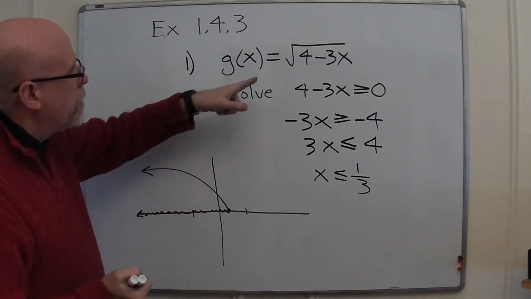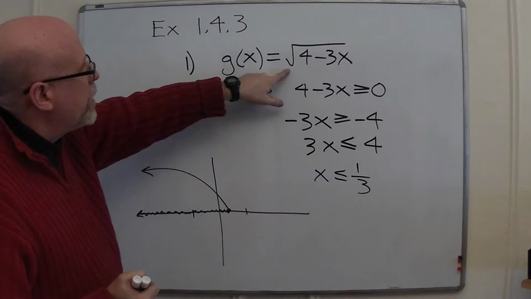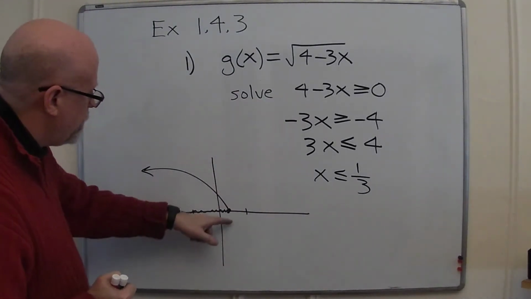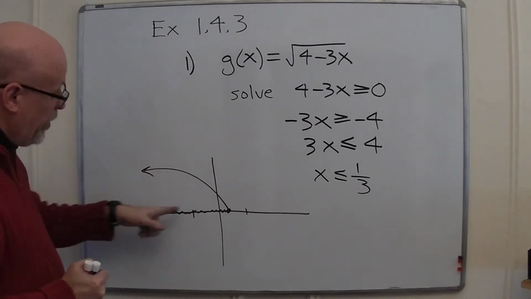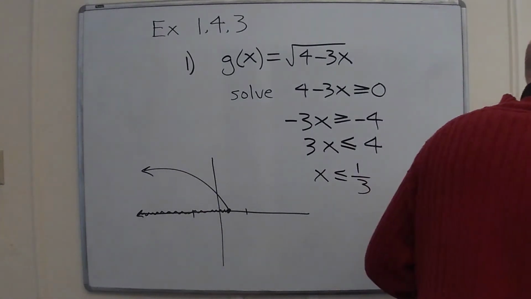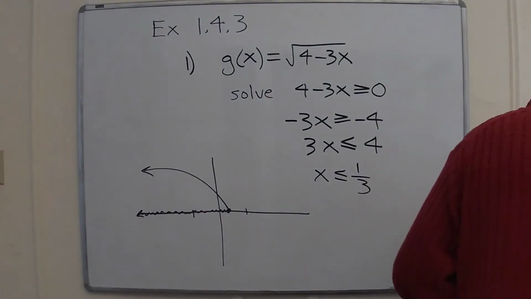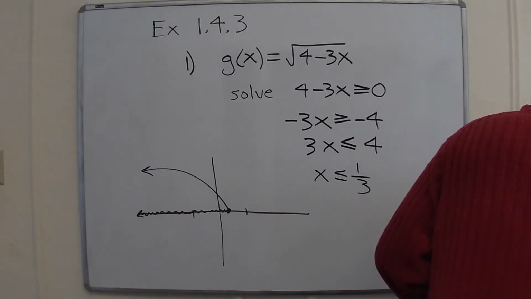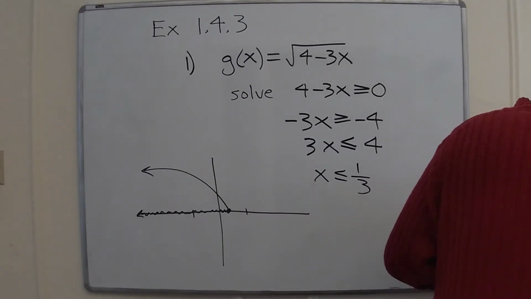I love to do this kind of thing in Desmos. If you put in square root of 4 minus 3x, it'll just draw this thing perfectly, and you can see where the domain is. Anyway, that's one of the elements of this example. I don't want to do them all, but I thought it might be good to do one or two other ones. Maybe just two other ones.